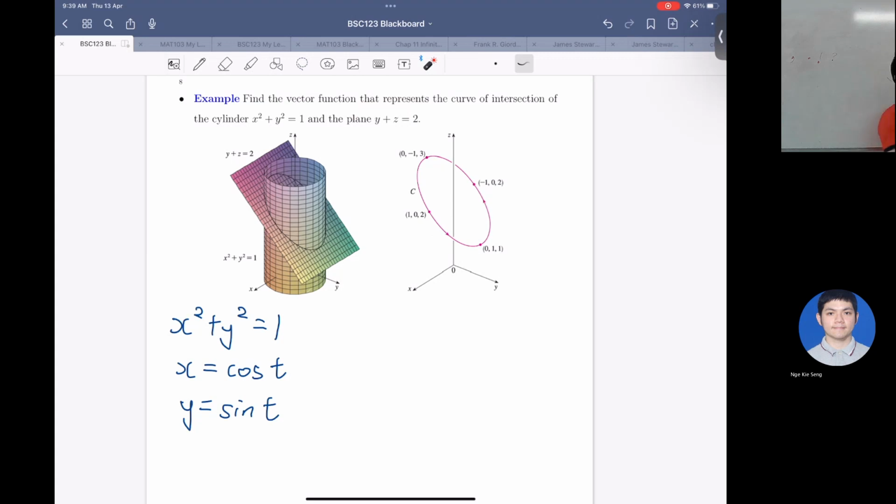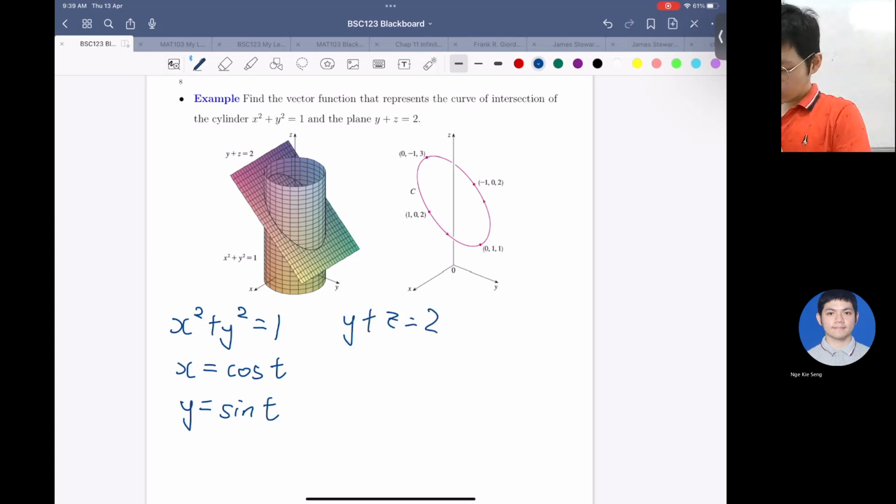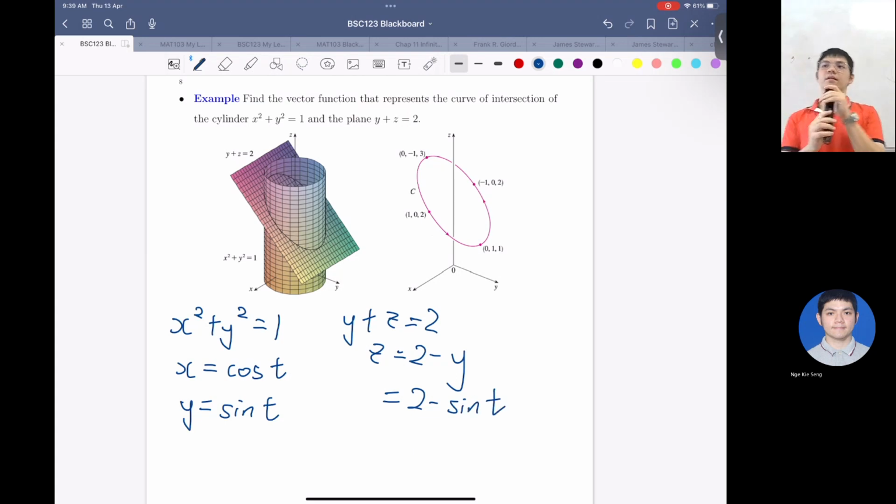So you do the substitution, right? Okay. So how to figure out how z moves? So y plus z equals 2, z equals 2 minus y. So when y moves as sin t, z moves as 2 minus sin t.